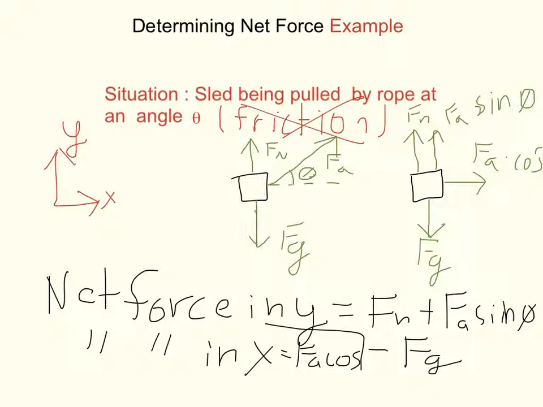If for some reason the normal force and the y component of my applied force exceeded the gravitational force, then I would be accelerating in the positive y direction. Vice versa, if the gravitational force was larger than those other two forces up here, I would be accelerating in the negative y direction. So the result of that sum, that net force you get, again will tell you what direction your object is accelerating in, or if your object is even accelerating to begin with.